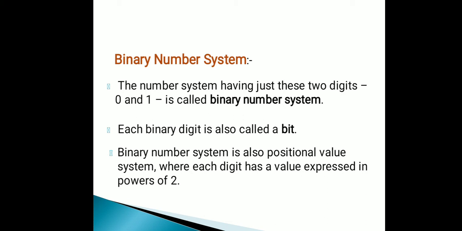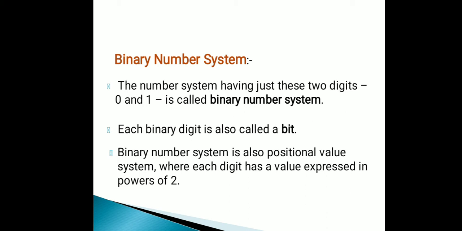Now I'm going to explain the binary number system. A number system having just two digits, 0 and 1, is called the binary number system. Each binary digit is called a bit. The binary number system is also a positional value system where each digit has a value expressed as a power of 2.